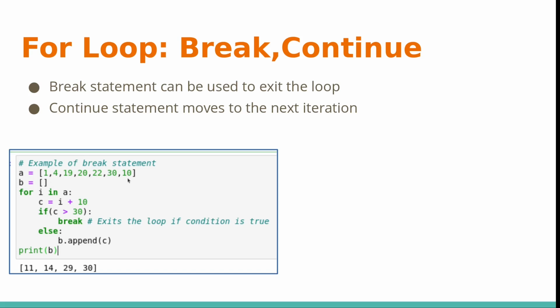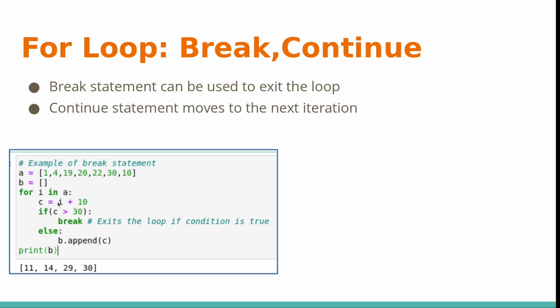It keeps on pulling values one at a time. And then the C is basically I plus 10. So the first time it will go to I, will pull the value of 1. 1 plus 10 is 11. It goes in and checks, is C greater than 30? Clearly it's not. So if is not valid, else is valid. So it appends that value.